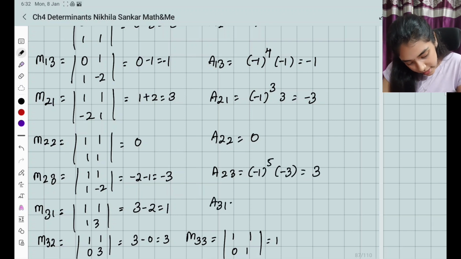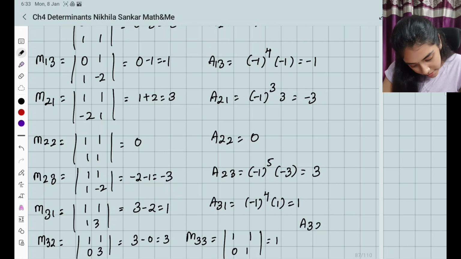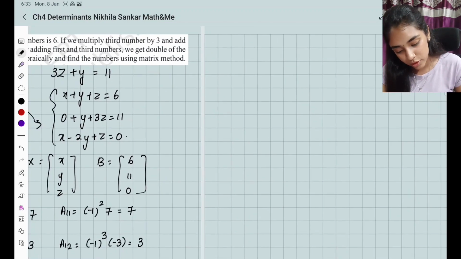Then a31 equals minus 1 to the power 4 times 1, which is 1. Then a32 is going to be minus 1 to the power 5 times 3, which is minus 3. Then last a33 is going to be minus 1 to the power 6 times 1, which is going to be 1. Okay, now how will the cofactor matrix look?